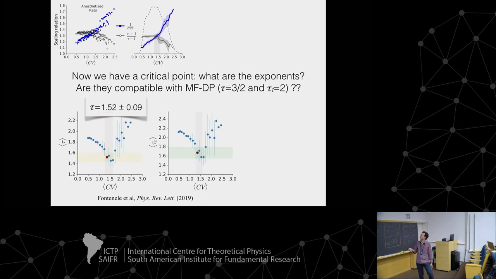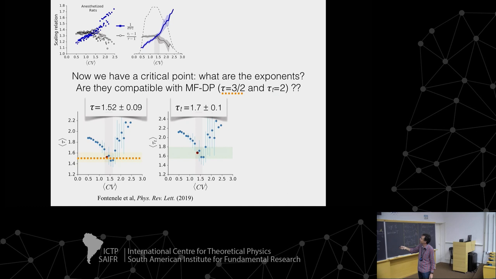So lo and behold, this exponent is compatible with the exponent predicted by mean field directed percolation, which is strange. But that's the value. This dashed line here is the theoretical value for that universality class. But tau_t, no way.